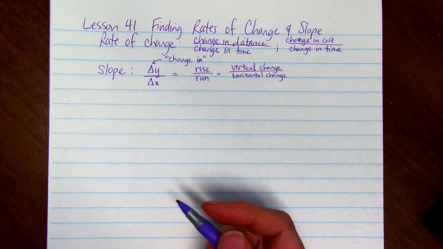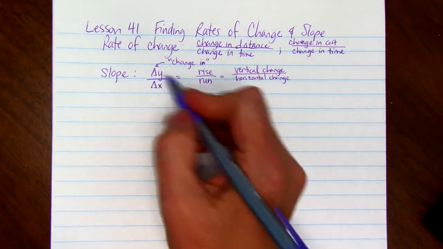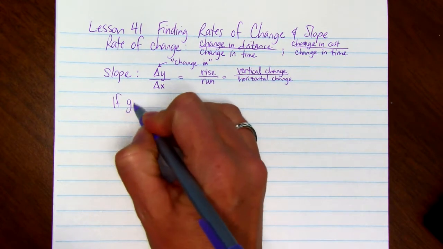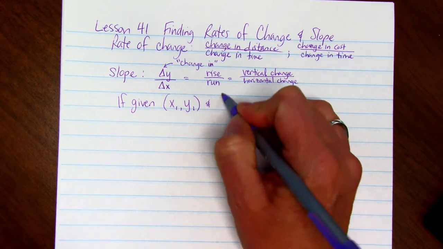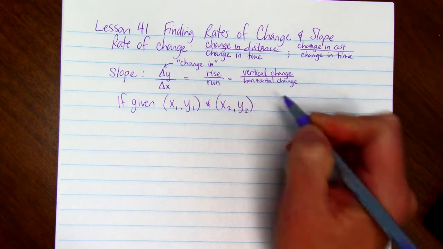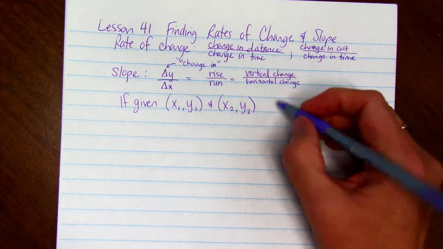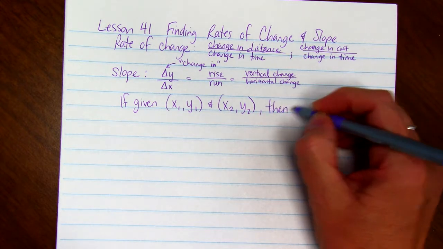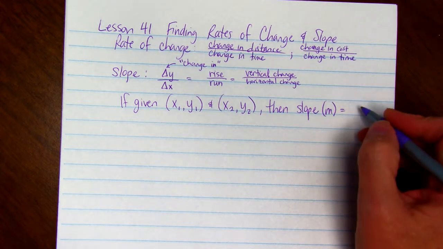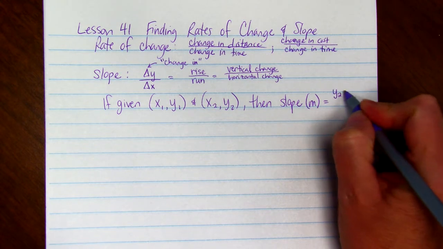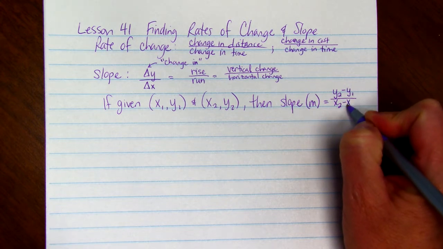There is a formula for slope if you're given 2 points on a line. So let's say you're given points x sub 1, y sub 1, and x sub 2, y sub 2. Now these just stand for numbers, they're just variables. You can find the slope, which we call m, is equal to y sub 2 minus y sub 1 divided by x sub 2 minus x sub 1. You subtract the y's, and you subtract the x's.